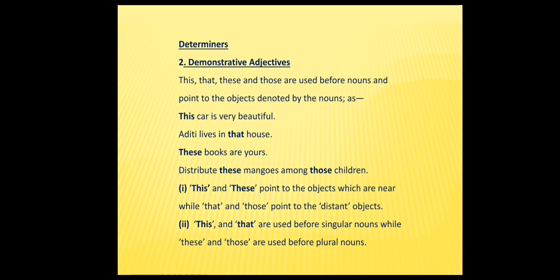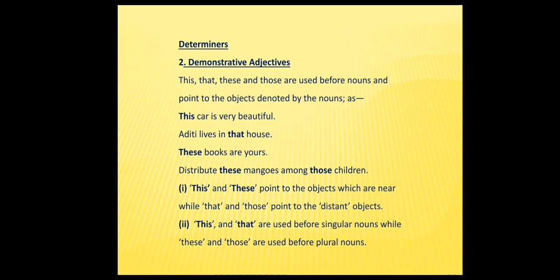Demonstrative adjectives are this, that, these and those. They are used before nouns and point to the object denoted by the nouns. As, this car is very beautiful. Aditi lives in that house. These books are yours. Distribute these mangoes among those children.